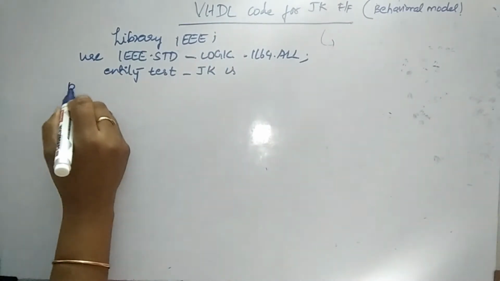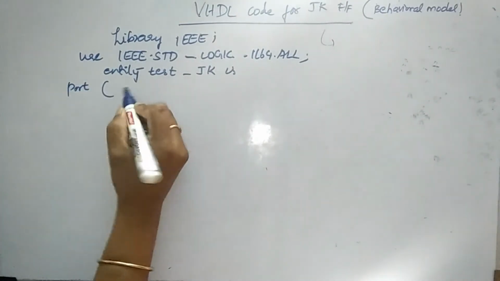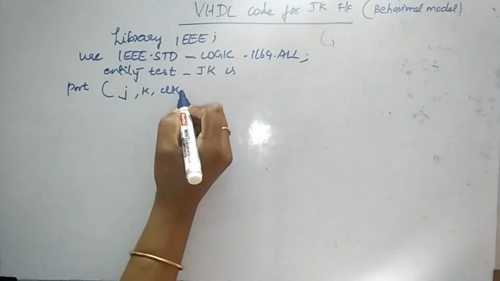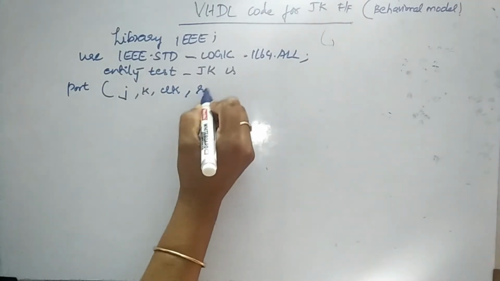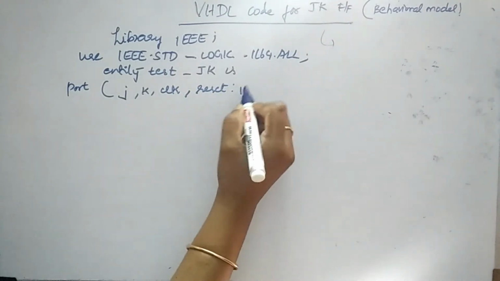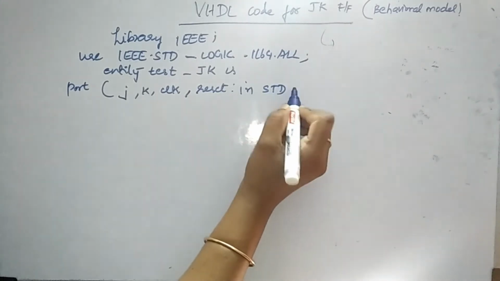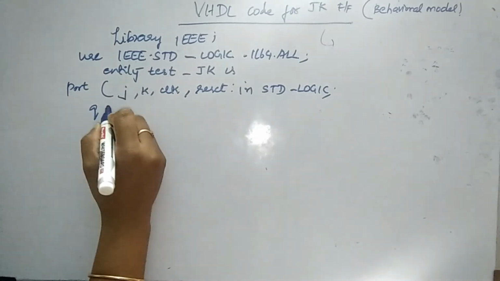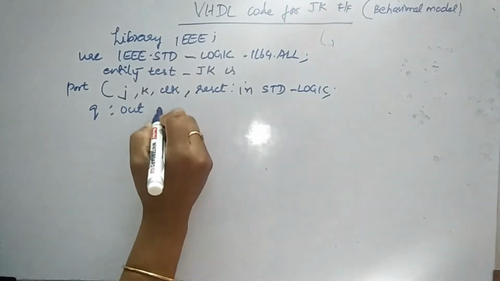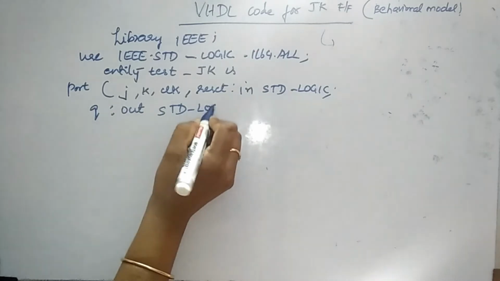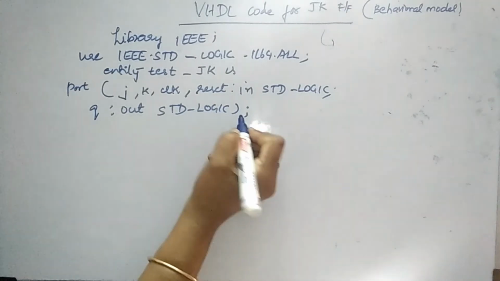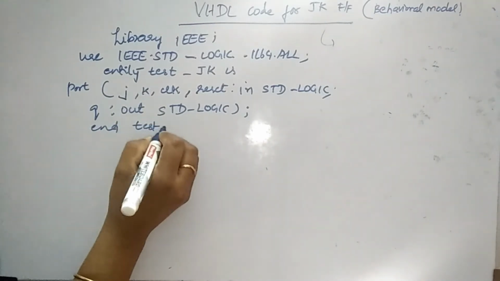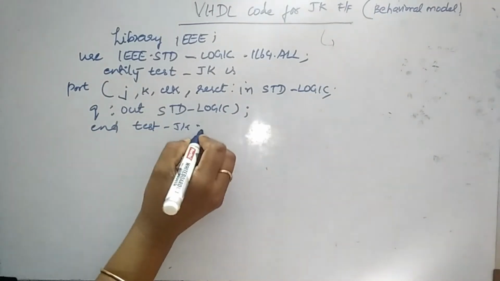Students, let us declare the inputs. Within the port, I declare the inputs as J, K, clock, and reset. These are my inputs, and Q is my output. Let me write this as my output. Students, we are very much familiar with writing the inputs and outputs. So let us end the declaration of inputs and outputs.